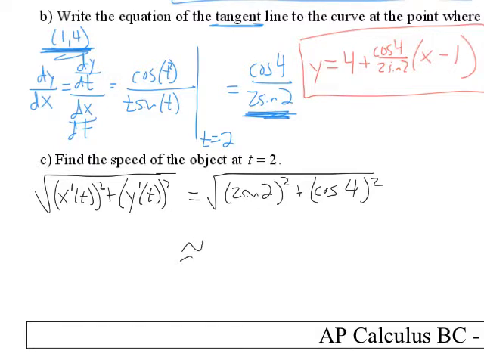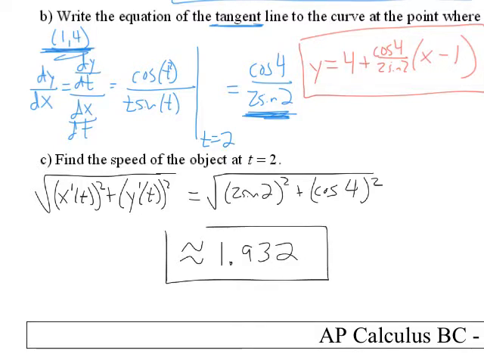Carefully typing that into a calculator, paying attention to our parentheses, we should arrive at a value of approximately 1.932. So at time 2, the object is moving 1.932 units. All right, let's look at the next example.